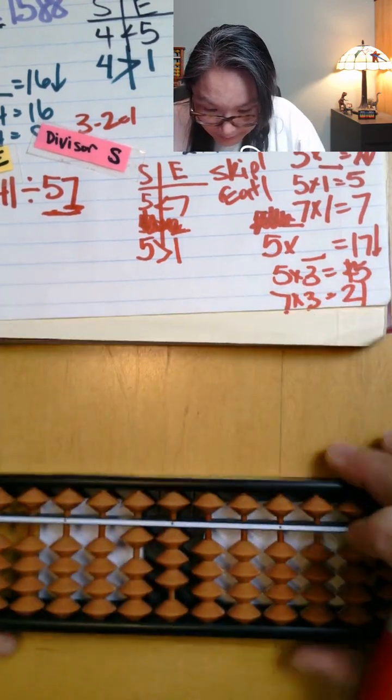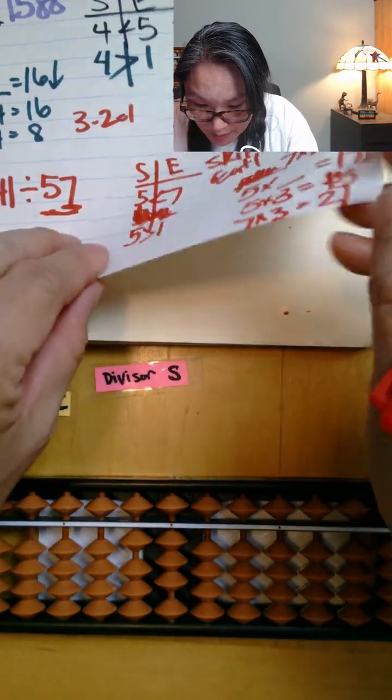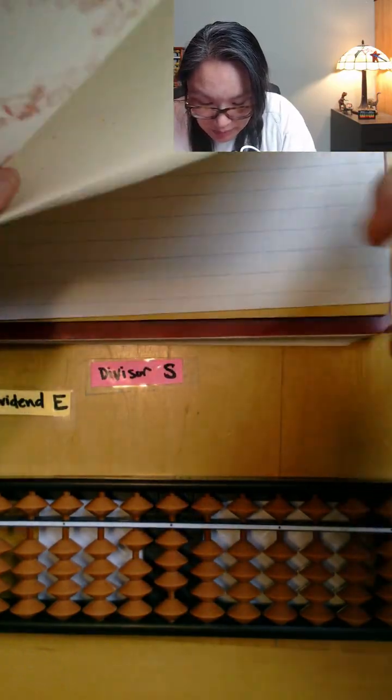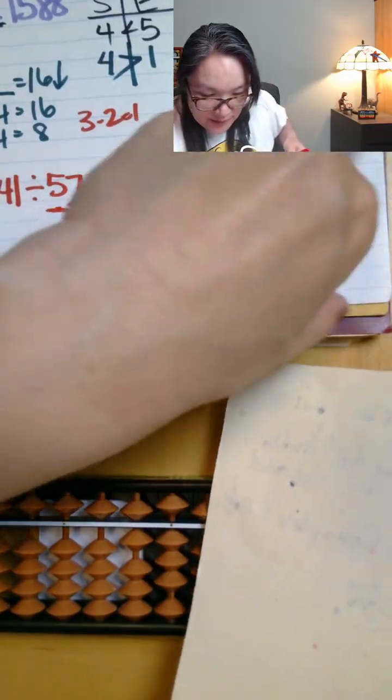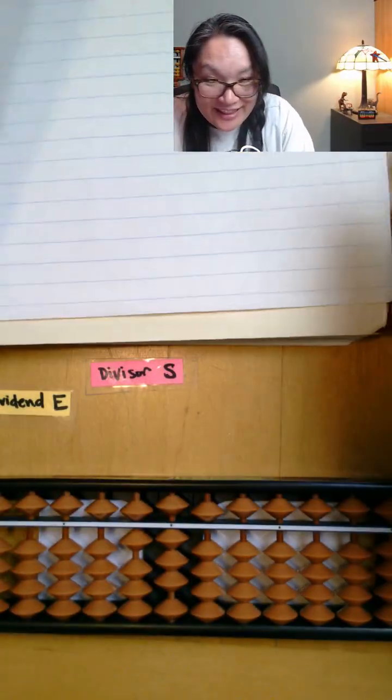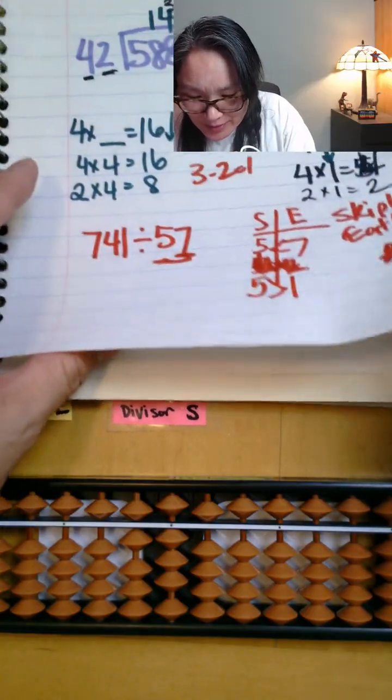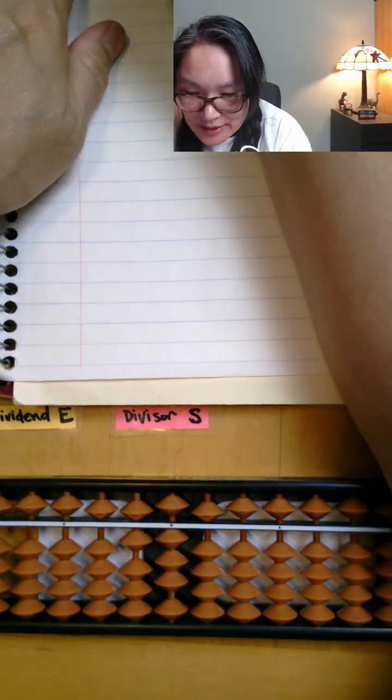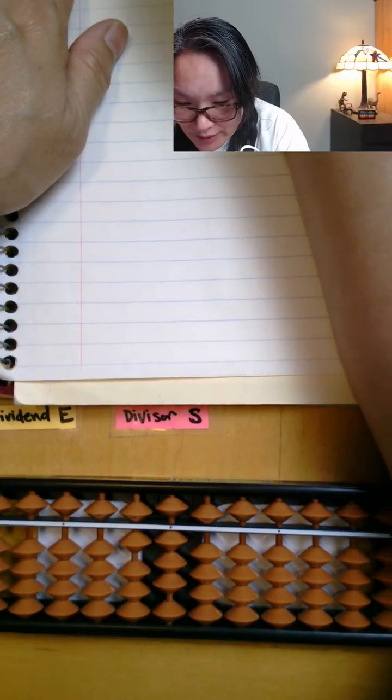All right, let's do it again. I'm going to use a different piece of paper. Let's do that again because I keep messing up. Okay, I think maybe this will be my last one because I'm getting kind of tired. All right, 741 divided by 57.